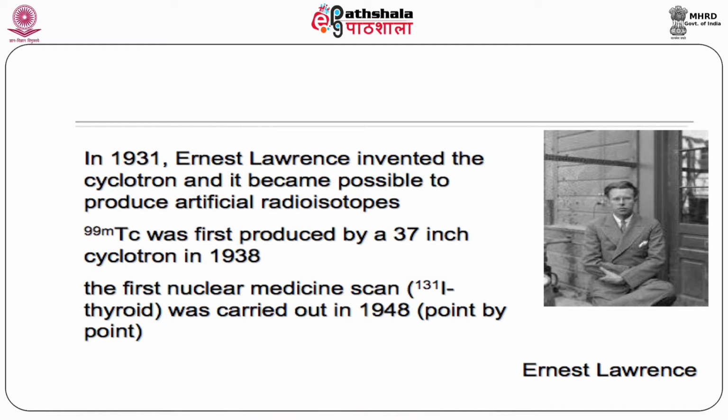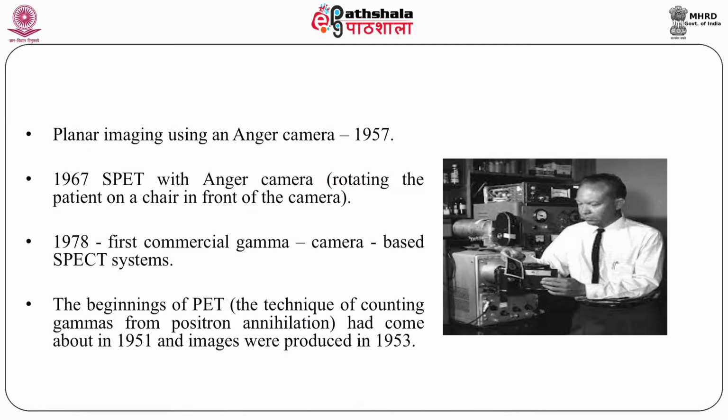The first nuclear medicine scan was taken using iodine-131 for thyroid purposes, which was carried out in 1948. It means there are many ways in which these radioisotopes are produced, and this gentleman was able to give us technetium and iodine by this particular technique. Now, how can we forget this person whose name is Hal Anger, and because of his name the first camera that was designed was named the Anger camera in 1957.